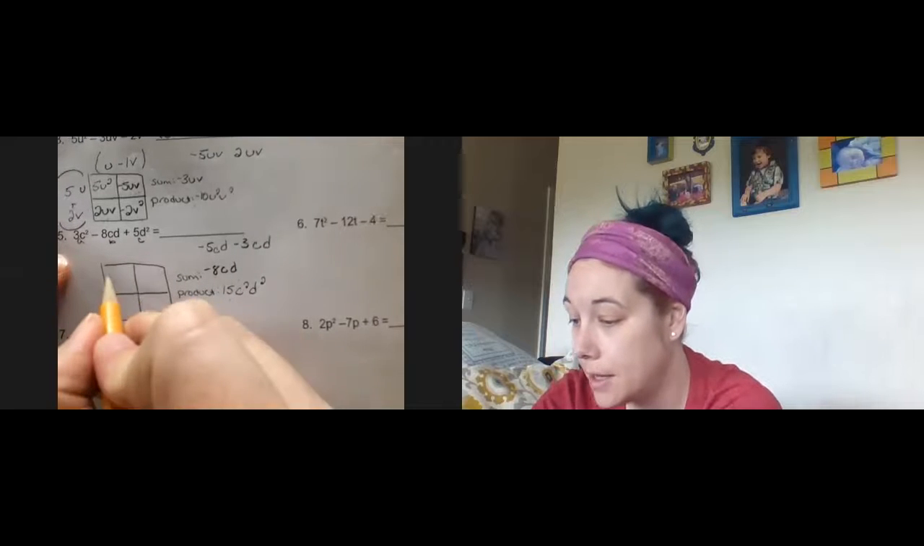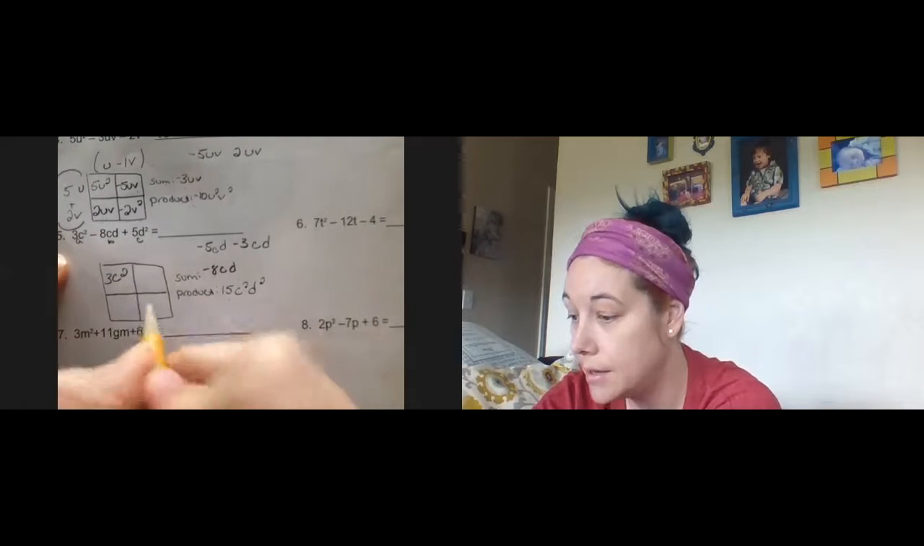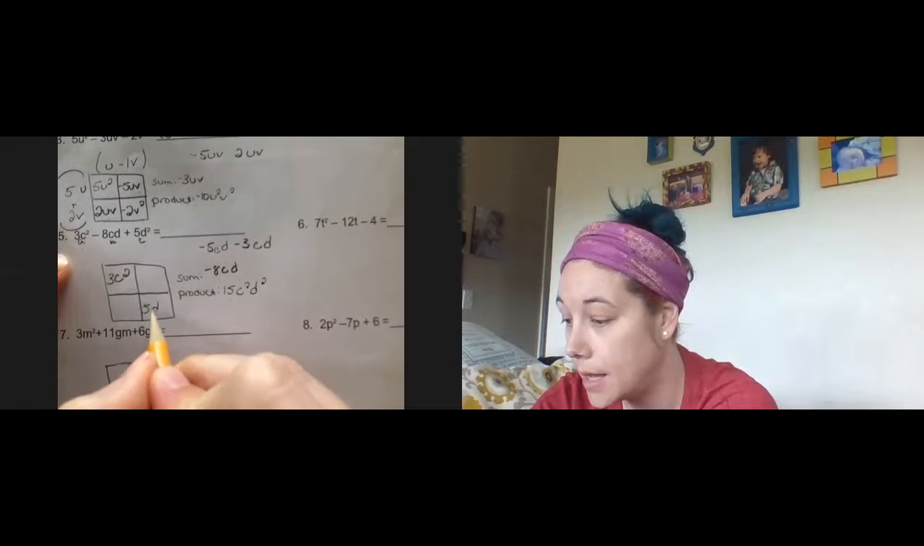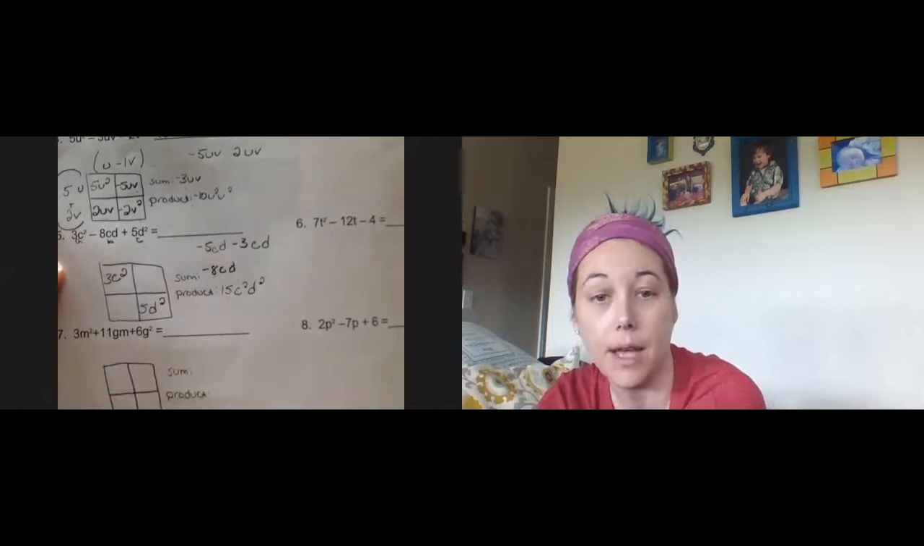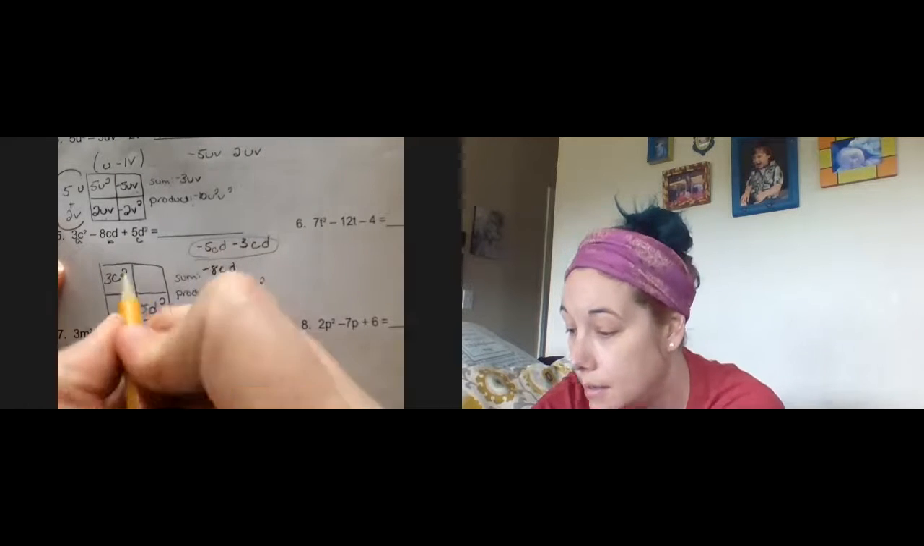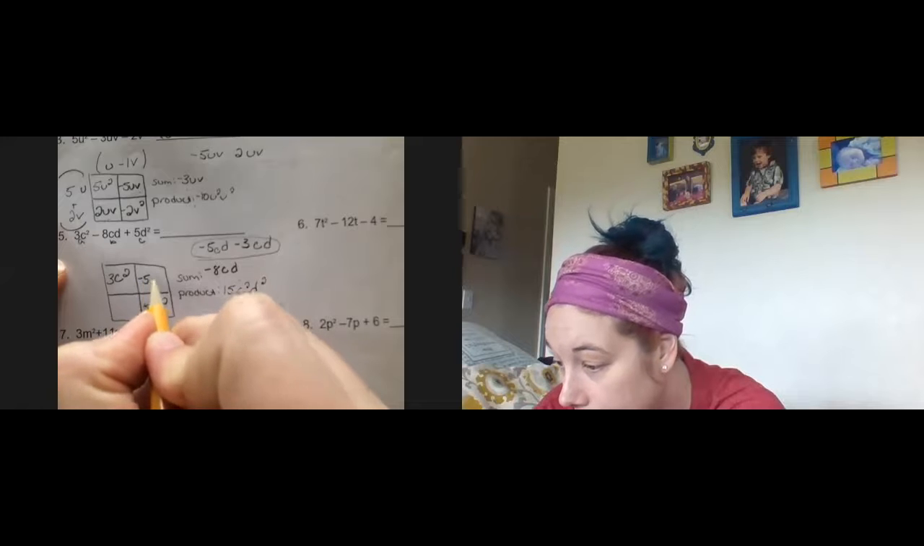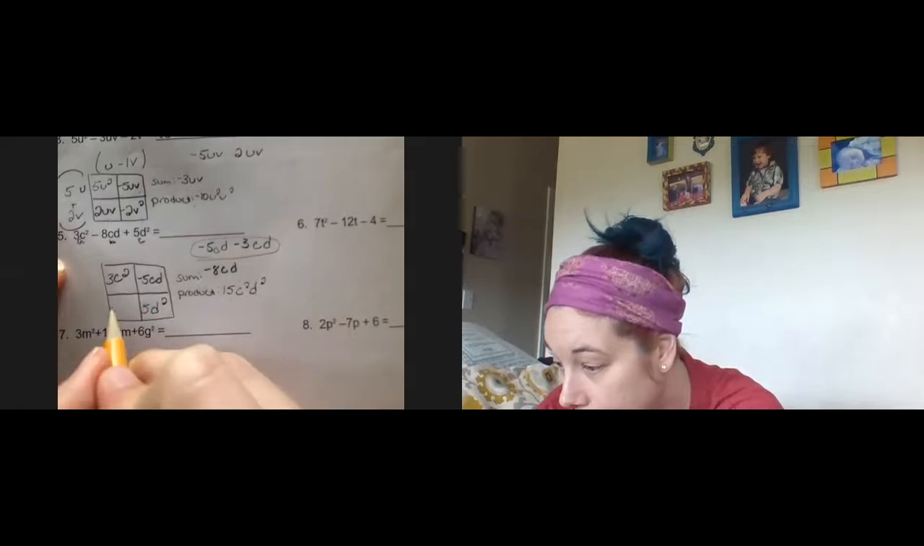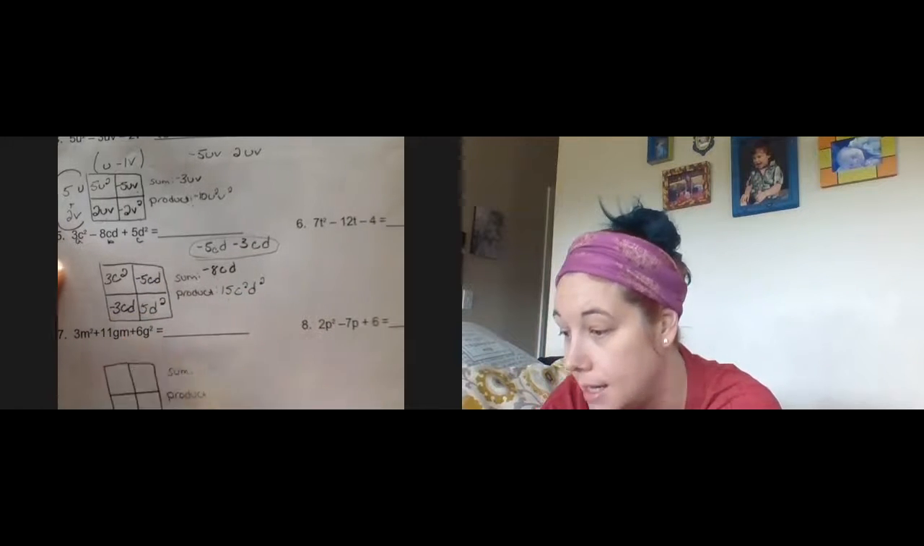A goes in my first spot, 3C squared. C goes in my last spot, 5D squared. Let's do our diagonals with our factors here. So negative 5CD, negative 3CD.